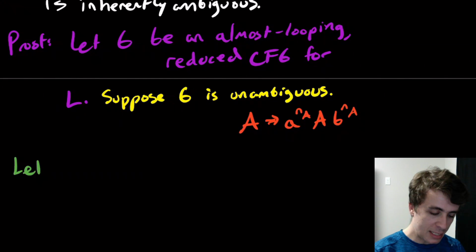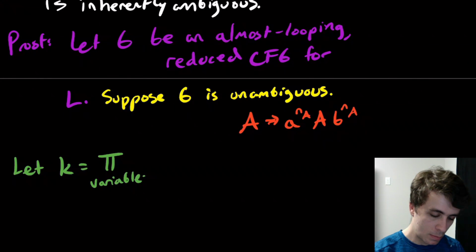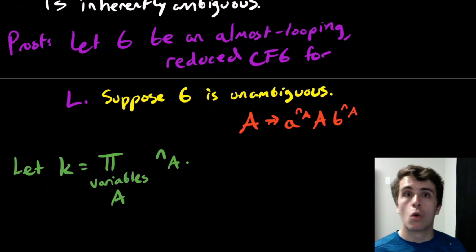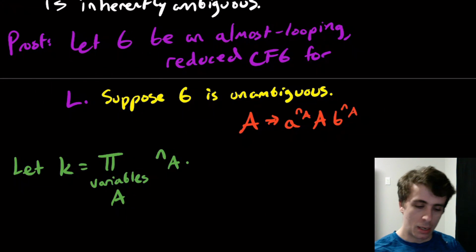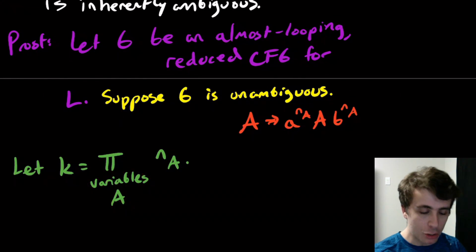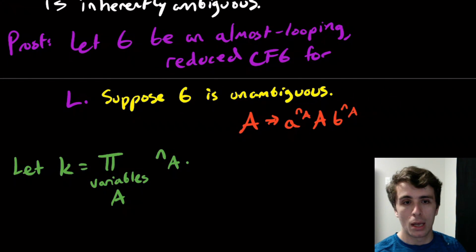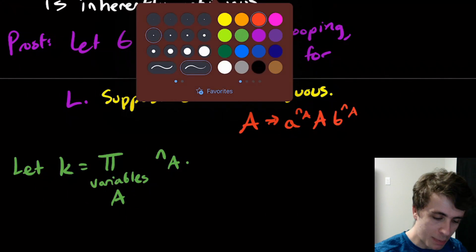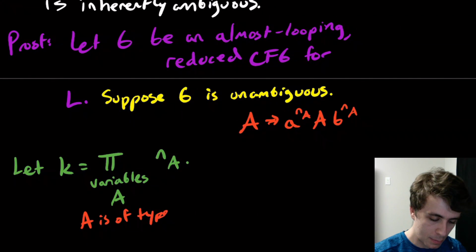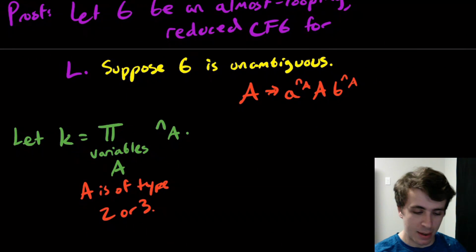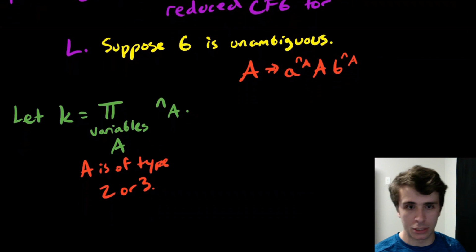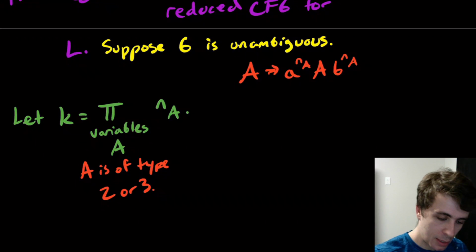So what we're going to do here is something kind of strange, but it actually turns out to be really useful. We're going to let k be the product over all variables A of that constant n sub A. All of those n sub A's, we're going to multiply together. So if it was 2, 3, and 5, for example, we would get 30. We can't do this in general, because we need to assume that the variable A is of type 2 or 3. If it was type 1, this number isn't defined. For type 2 or 3, it is defined. So that's fine.